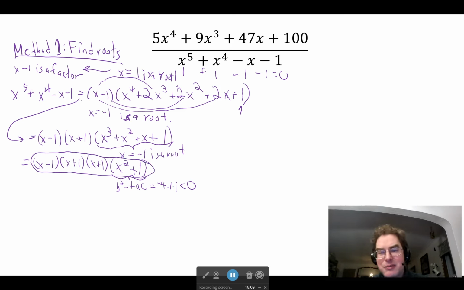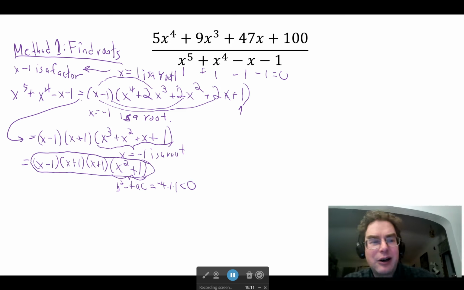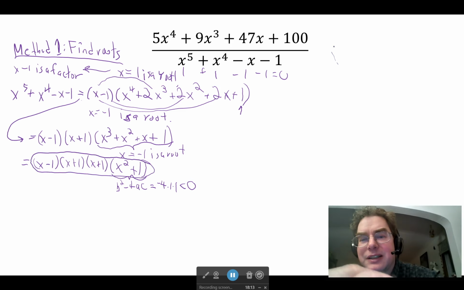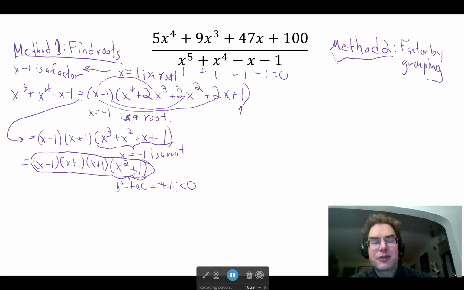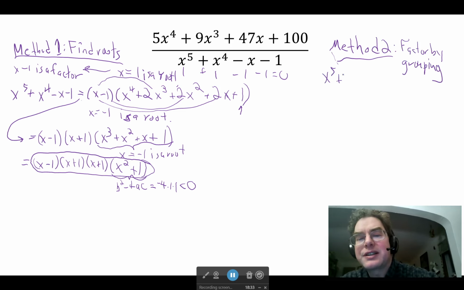Okay, now let me show you method 2, which again may appear to be quite a bit easier in this particular instance, but again, a very specialized thing. And method 2, what we can do is we can factor by grouping. We can put the first 2 factors together like this, x to the 5th plus x to the 4th. And then we can think of this as adding plus -x minus 1.